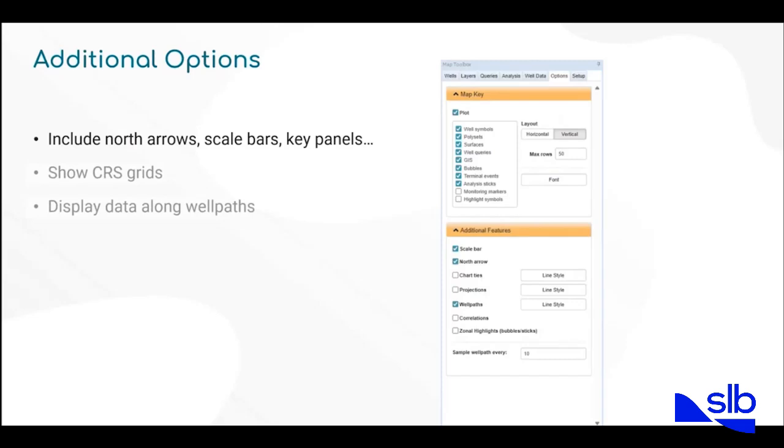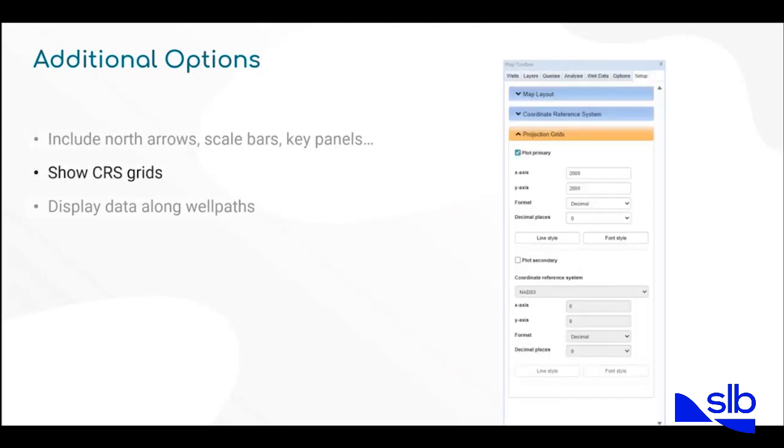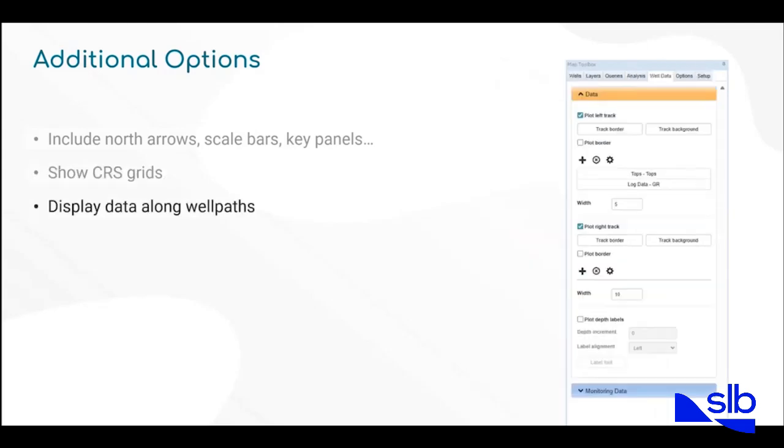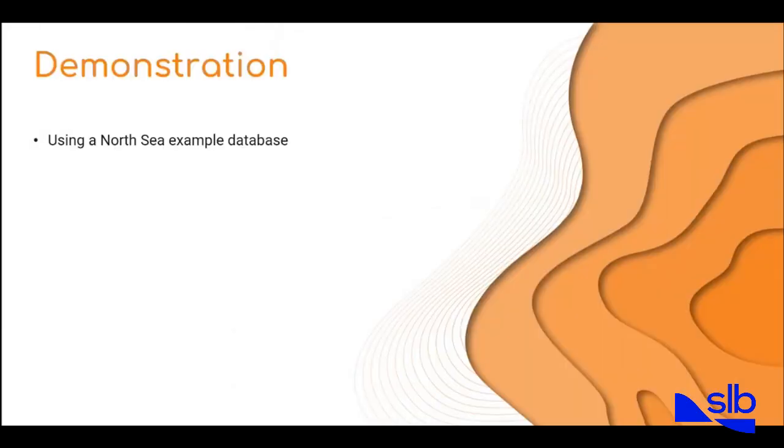When it comes to finalizing the map, there's lots of additional little options. So things like north arrows, scale bars, key panels, they can all go on the map. They're all controlled in the toolbox. Then you've got the setup. So showing your grid on the map. And you'll have seen a couple of mine have the lats and longs on there. And then you've got things like displaying data along a well path. So if you have highly deviated wells that are visible on the 2D map, you can have a curve or picks or something plotting along there for you to help with your displays.